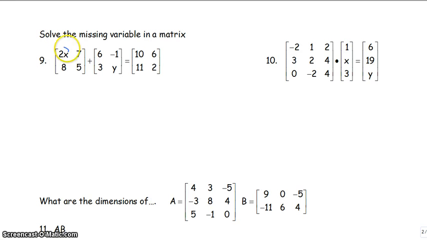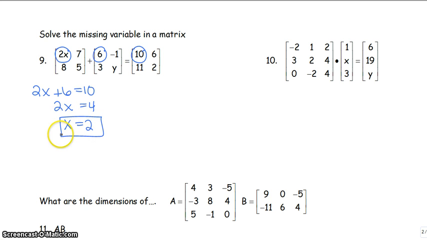So if I want to solve for x, that's top left, I'm looking at all the top left numbers. So I've got 2x plus 6 is equal to 10. Move the 6 over, 2x equals 4. Divide by 2, and we've got x is equal to 2. If we're looking for y, y is in the bottom right. So I'm going to use all the bottom right entries. I've got 5 plus y is equal to 2. Move your 5 over, and you've got y is equal to a negative 3.